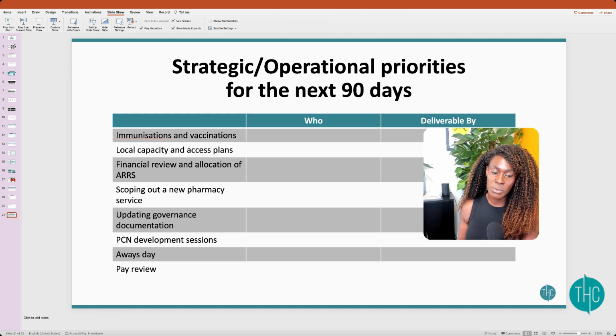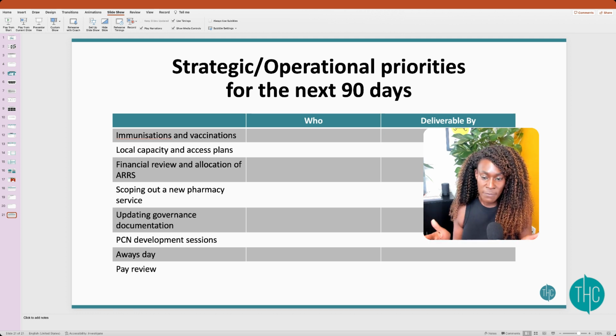One of the networks I was supporting is thinking about a new pharmacy service. You might want to be updating the governance. One of the networks we're working with is using us for development sessions, so that's a priority. You might have an away day coming up, you might have a pay review. So they're just some examples to focus your efforts in your leadership and management team, letting your networks know what the focus is behind the scenes, or double checking, are we focused in the right direction?